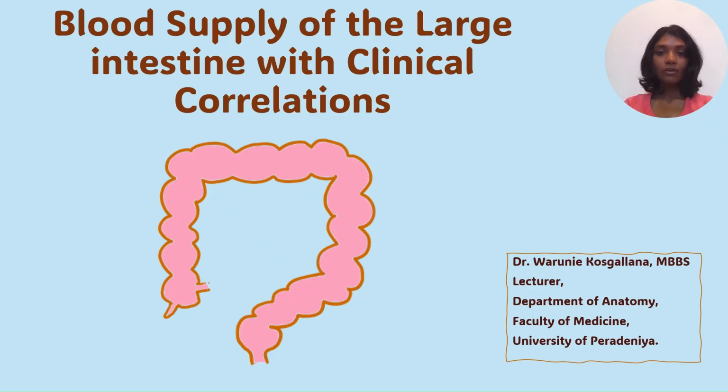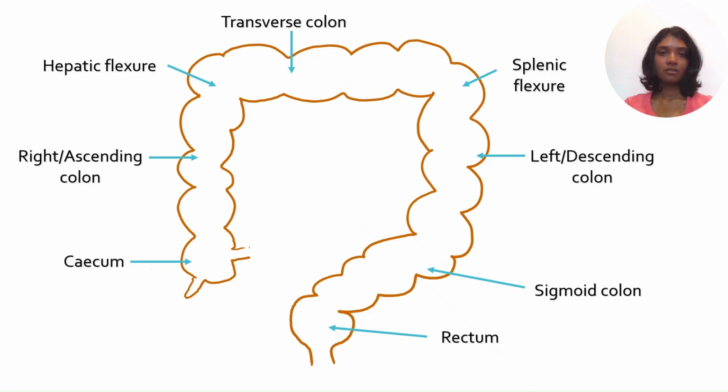In this video, we will be discussing the blood supply of the large intestine along with some important clinical correlations. The large intestine consists of the colon and the rectum. From proximal to distal, the colon consists of the cecum, right or ascending colon, hepatic flexure, transverse colon, splenic flexure, left or descending colon, and the sigmoid colon ending at the rectum.